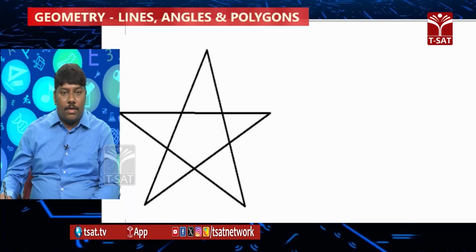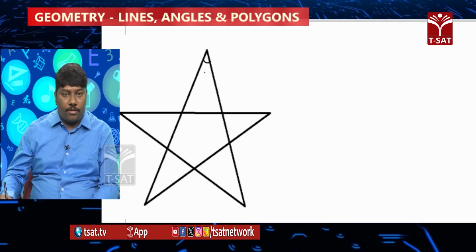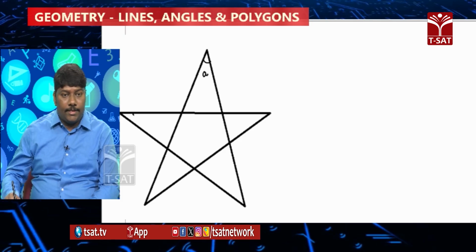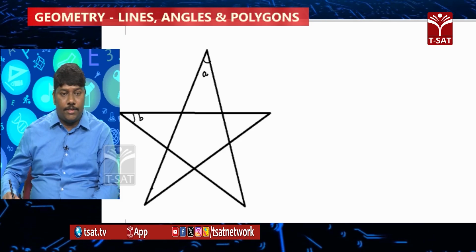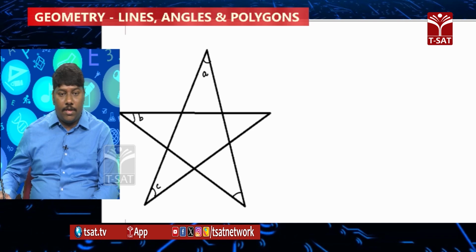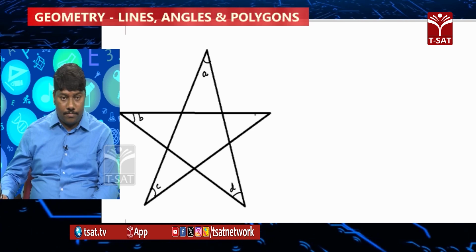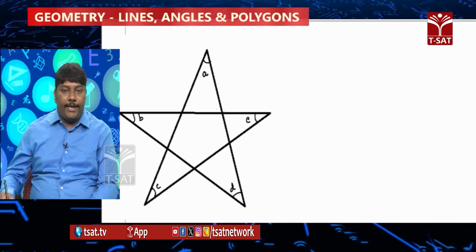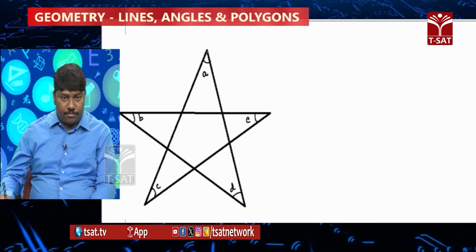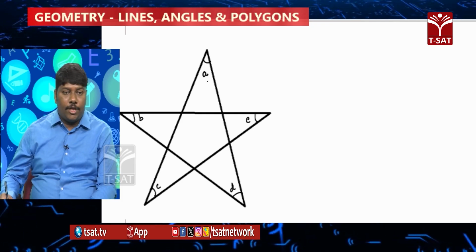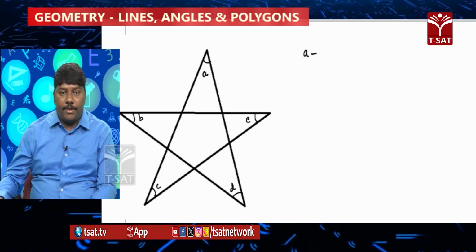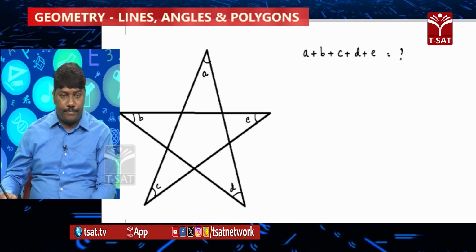Suppose in this diagram, if I ask you, let's say this angle is A, this angle is B, angle is C, angle D and angle E. In this pentagon, in this star, I am asking you what is angle A plus angle B plus angle C plus angle D plus angle E. What is the sum of these 5 angles?